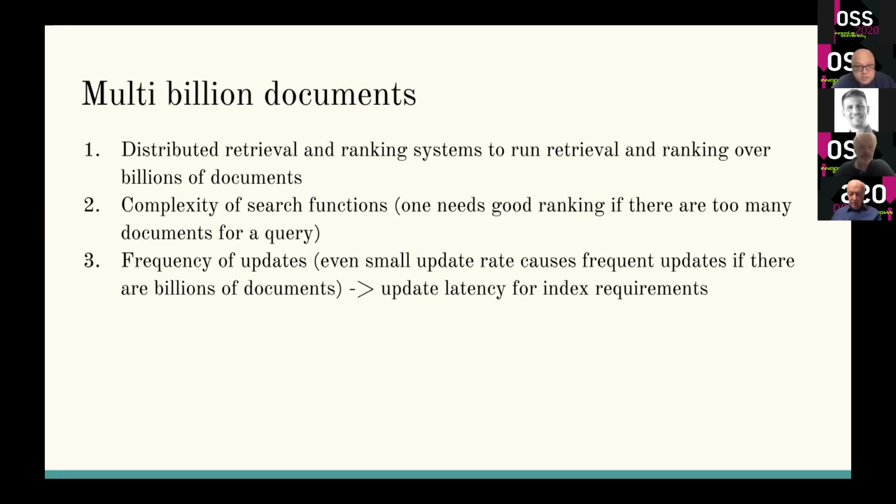To run over these billions of documents, you must have complex search functions. If you have a small document corpus, you can afford that your system is not very precise, because you have a small number of documents on the top and the user finds what they need anyway. If you have billions of documents, you have a lot of noise for every query. And of course, if you have multi-billion documents, you have very frequent index updates, and it also implies a lot of requirements for technical infrastructure regarding indexing. And open source again helps with that.